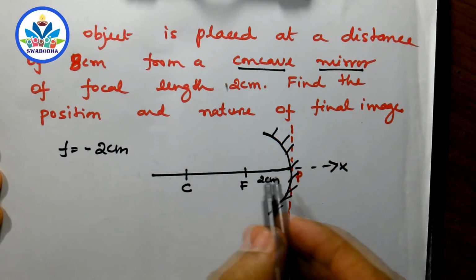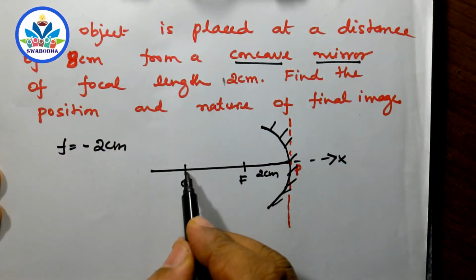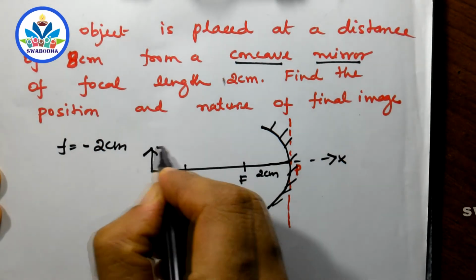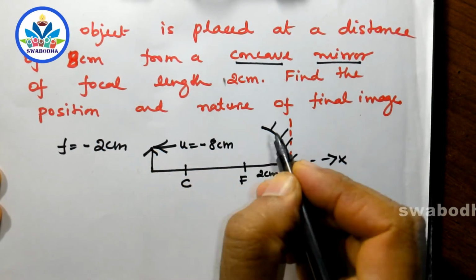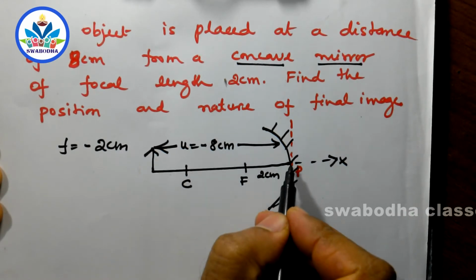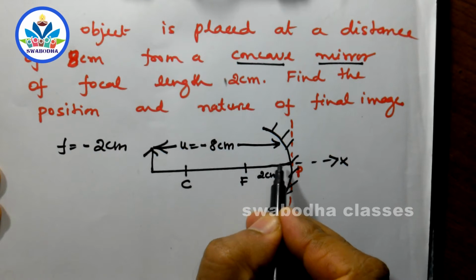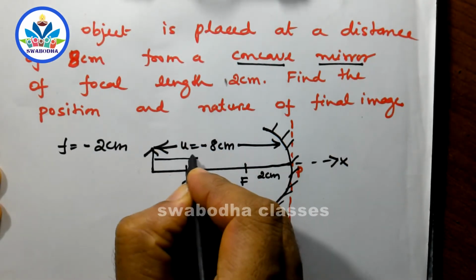And the object is placed at 8 centimeters. 8 means it is not even the double, it is 4 times 2 centimeters. So it should be away from the center. This is u, and u is equal to minus 8. You will understand why it is minus 8. Because if you keep the object here, you have to measure the object distance starting from the pole and walking towards this side, which is opposite to the direction of incident light from the object.